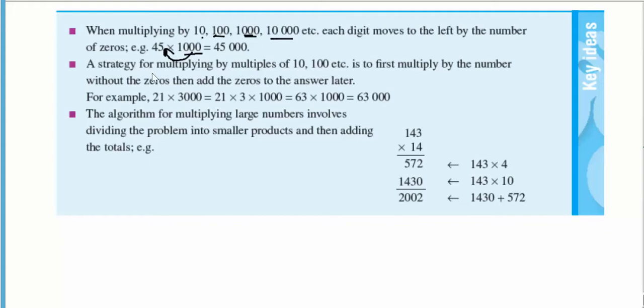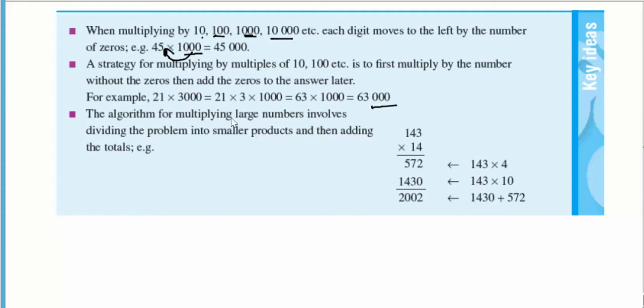So that's easy. A strategy for multiplying by multiples of 10 or 100, for example 21 by 3,000, is to first multiply by the number without the zeros. You take the zeros away, and then add the zeros to the answer later on. So 21 by 3,000: we get rid of the zeros, so it's 21 by 3, which gives us 63. Then we tack those three zeros back on, 63,000. A nice, easy way. It looks like a fairly difficult problem, but it's not that difficult to solve.